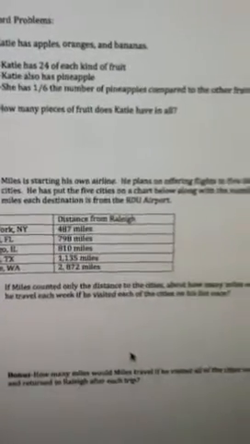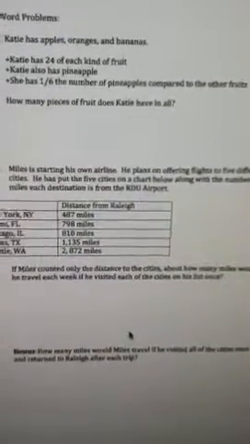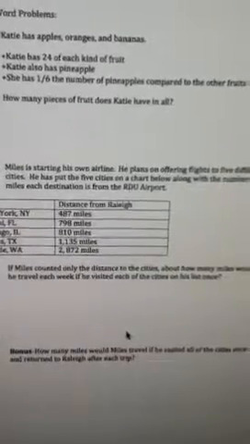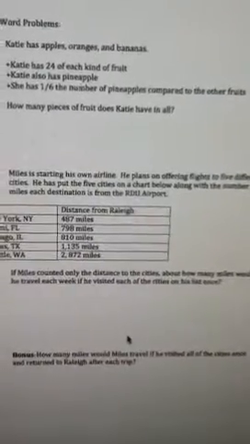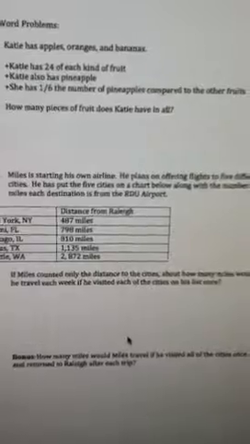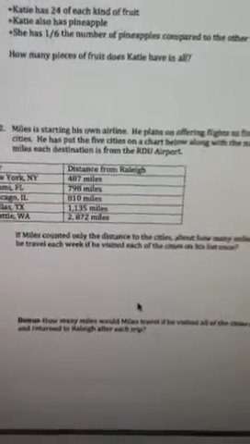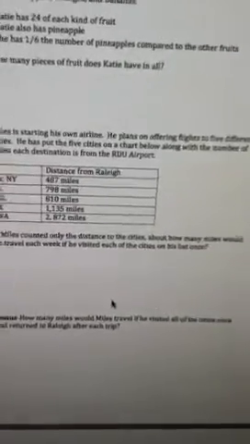Okay, my second problem tonight is my only non-fraction problem of the night. On that problem, you're estimating. Miles is starting his own airline. He plans on offering flights to 5 different cities. He's put the 5 cities on a chart below, along with the number of miles to each destination from RDU Airport. So you have New York, Miami, Chicago, Dallas, and Seattle. You're looking for the total number of miles he would go if he just simply went there.